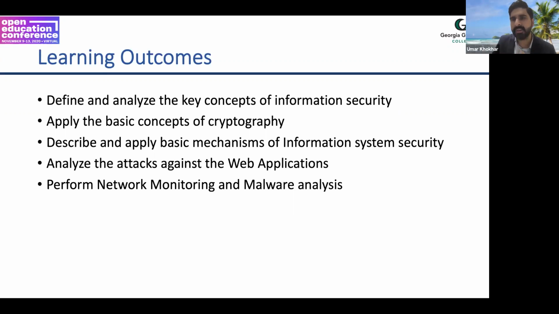And last but not least is network monitoring and malware analysis. Now, how network devices can be protected against malicious traffic, how malicious traffic can be detected, and stuff like that. What are the different tools which an instructor can use in the course, and how students can learn those tools as well. So these are some learning outcomes for a typical fundamentals of information security course.